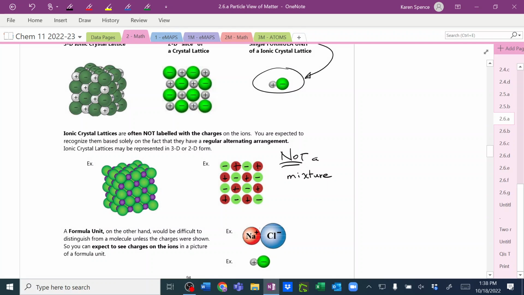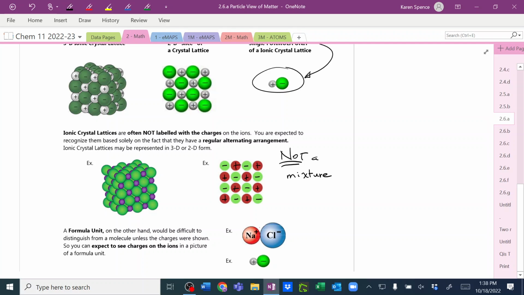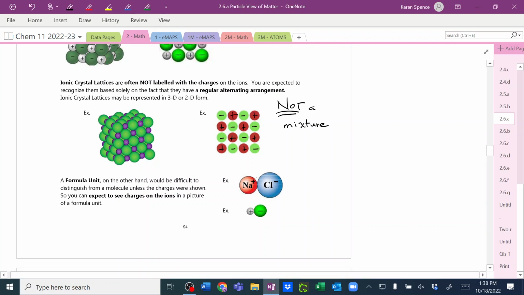Very often, if they're showing it properly, one of the ions is going to be bigger than the other. Usually the negative ion is larger because it has gained electrons. The positive ion has given away an electron, and so its valence shell is now empty, and it has become smaller. So usually the metal ions are smaller and the non-metal ions are bigger.